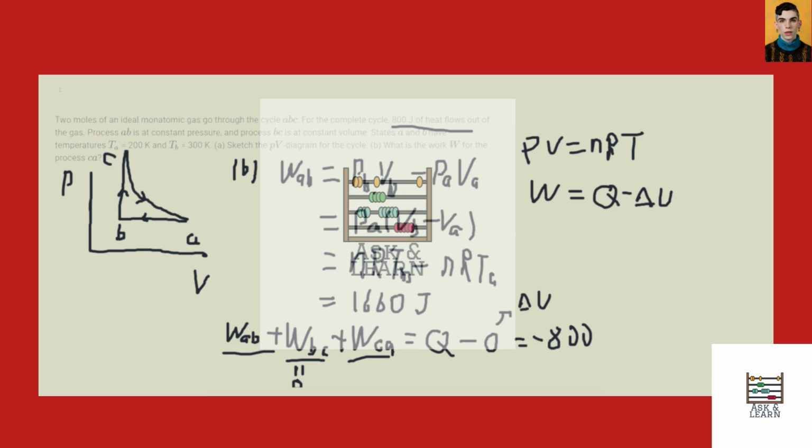So we can just move this WAB to the right hand side, and WBC is 0. So we can get WCA. So finally, WCA equal to negative 800 minus 1660. So the final result is negative 2460 joules. All right.